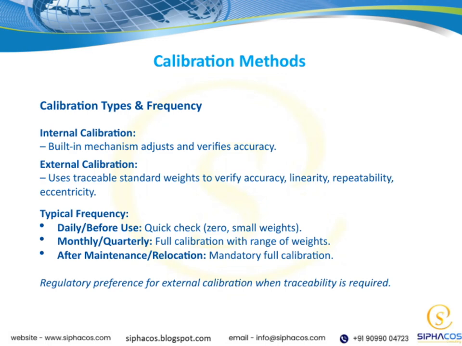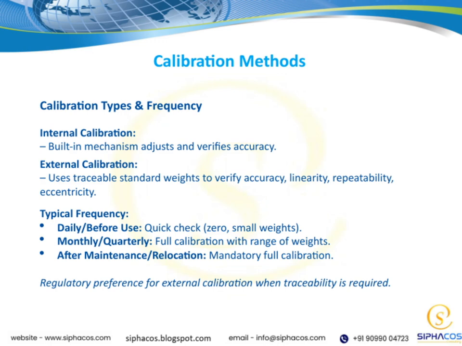across its range. Regarding how often calibration should be performed, a quick daily check before use is common, testing zero and small weights to confirm the device is ready. Then, a more thorough calibration, using a range of weights, should be done monthly or quarterly to ensure ongoing accuracy. After any maintenance or relocation, a full calibration becomes mandatory. This helps verify that the device remains reliable after being moved or serviced.